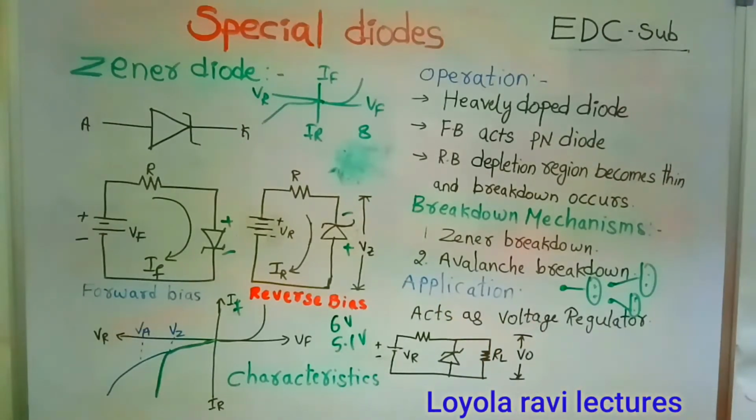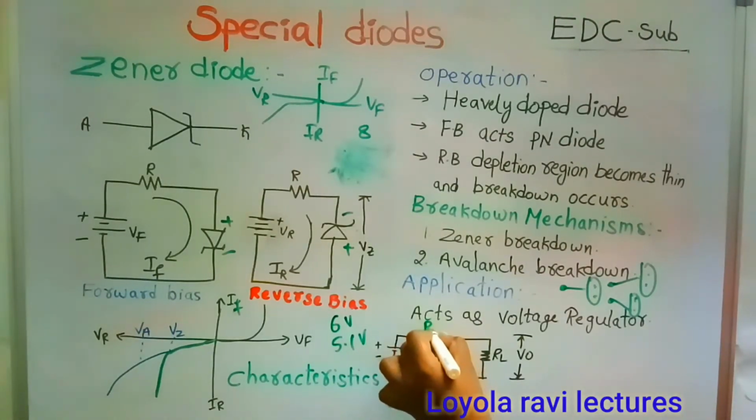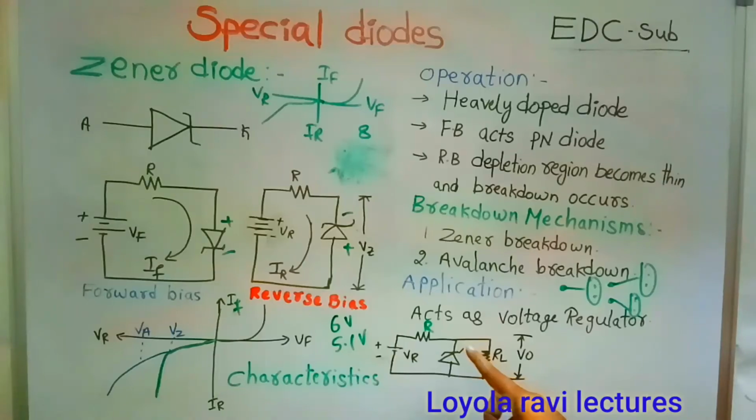Then come to application. This is acting as a voltage regulator. Why? Because we are getting constant voltage in the reverse bias. That is why in the reverse bias region the Zener diode acts as a voltage regulator. This is the circuit diagram. This is the resistance. Positive is connected to the diode negative, and negative is connected to the diode positive. Across the load resistance I am going to check the corresponding output. This V0 is nothing but VZ, the Zener breakdown voltage. This is a constant output. Still we are applying the reverse bias, the output is constant. That is why it is acting as a voltage regulator.